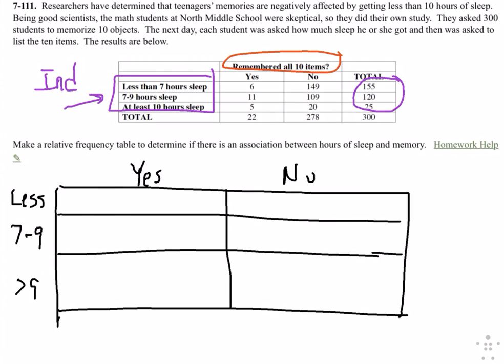And now we have to figure out what they are. So again, we're going to be dividing by the independent. So this is 6 over 155, and this one is 11 over 120, and this is 5 over 25. And then the next column, it's 149 over 155. And this is 109 over 120. And this is 20 over 25.